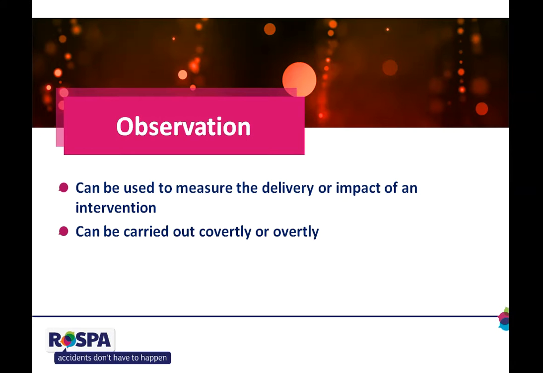Observation can be carried out in two ways: overtly with people's knowledge, or covertly without telling participants about the presence or role of the observer or the use of video. However, covert observation does have ethical implications, as people are unaware that they are being observed and therefore have not given their consent.